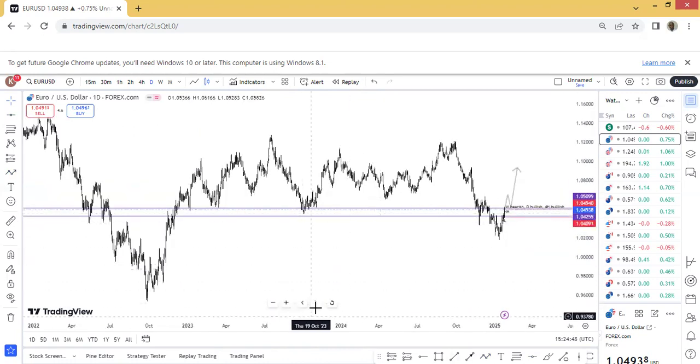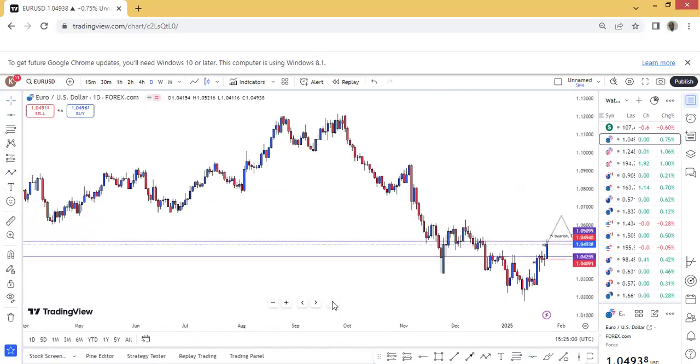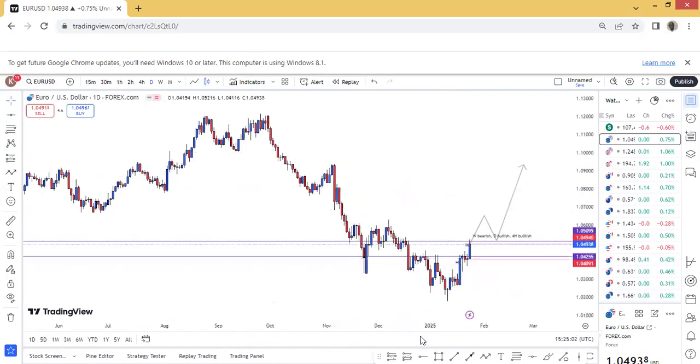Perfect. See how the market has reacted at that zone. See one, two, I think three. The market has reacted at that zone very nicely.